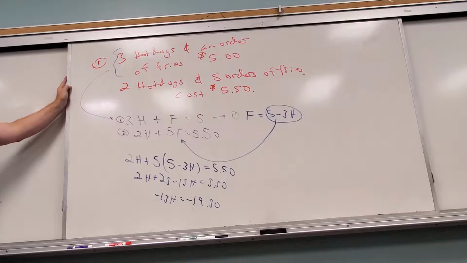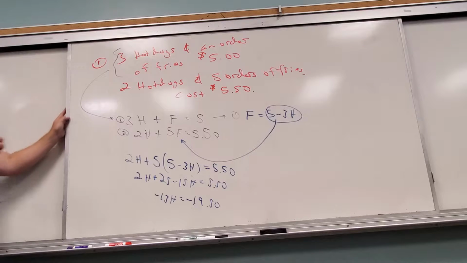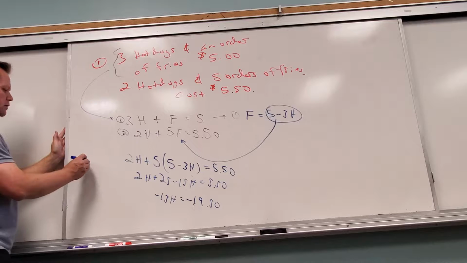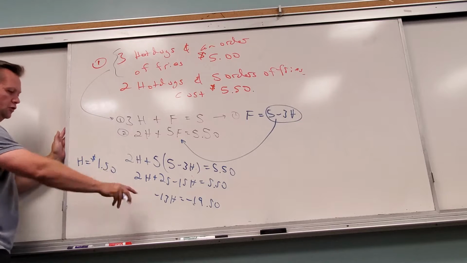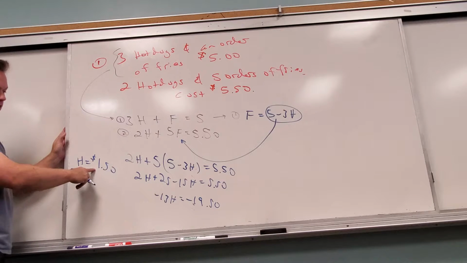By making it a decimal. That should work out. So 19.50 divided by negative 13 is $1.50. That's what I wanted it to be. So if you divide by negative 13, you do get $1.50.